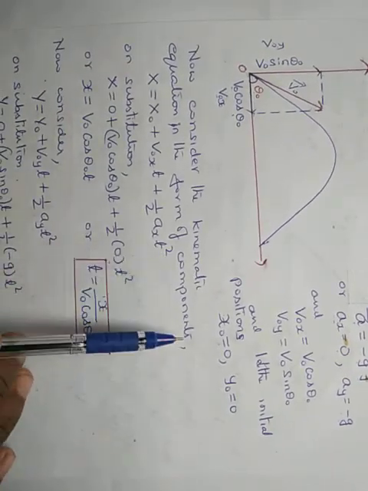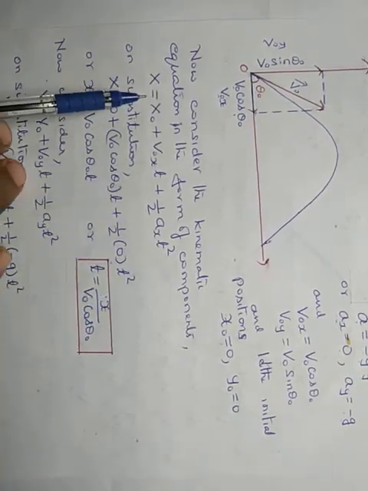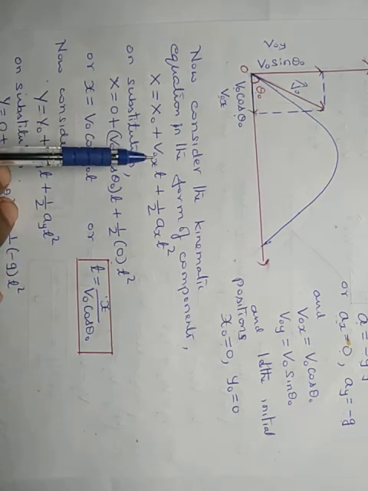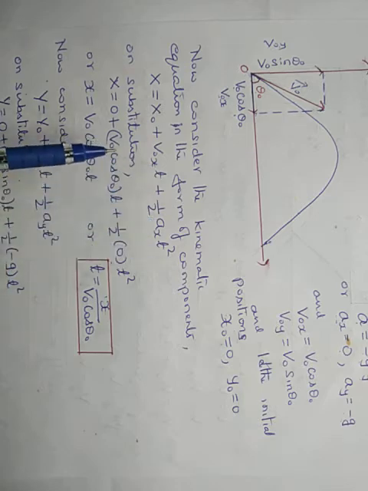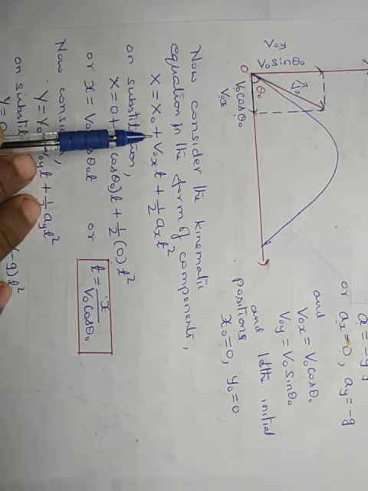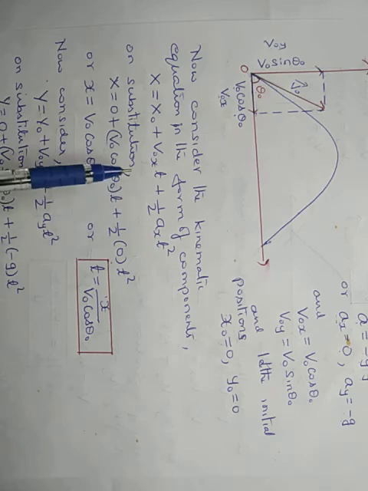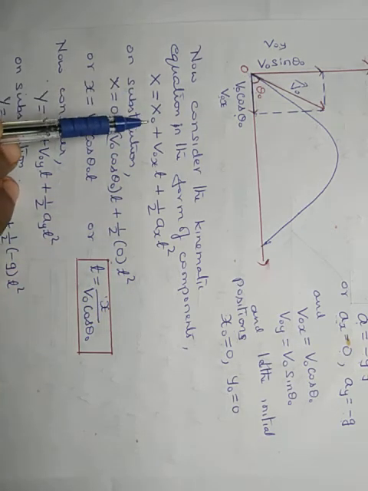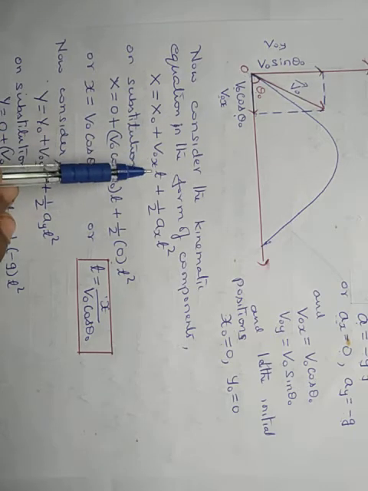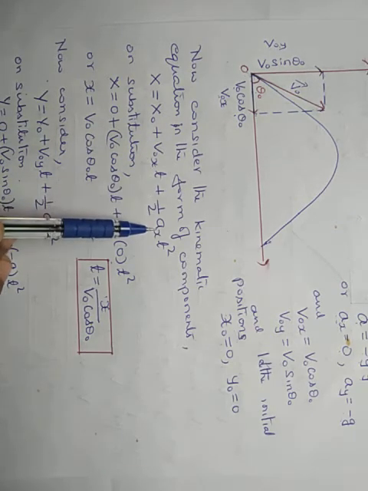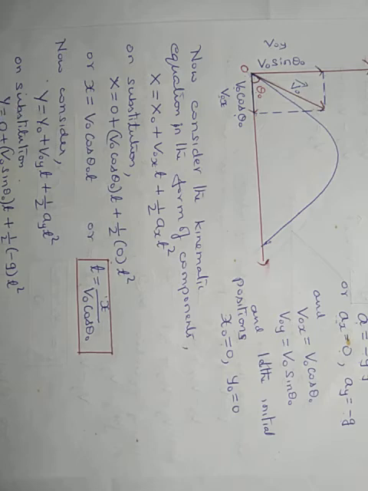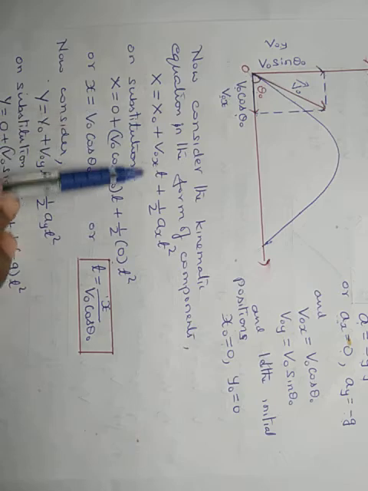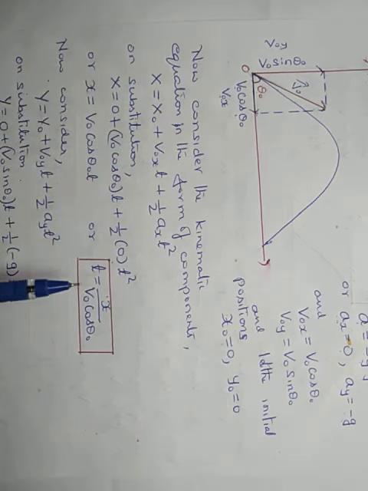Now let us consider a kinematic equation. You know the kinematic equation, x equal to x naught plus v naught t plus half a t square in general form. In terms of the x component, we can write x equal to x naught plus v naught x t plus half a x t square. Clear? This is the kinematic equation along the x axis.